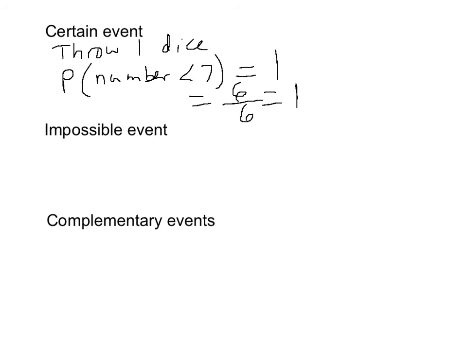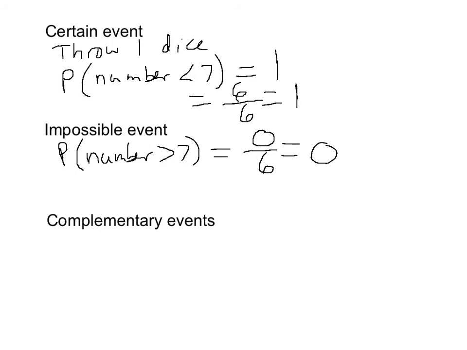The probability of an impossible event is 0. For instance, if I want to find the probability that I would get a number greater than 7 when I throw a dice, then I would have 0 favorable outcomes out of 6 equally likely outcomes, which would give me a probability of 0.